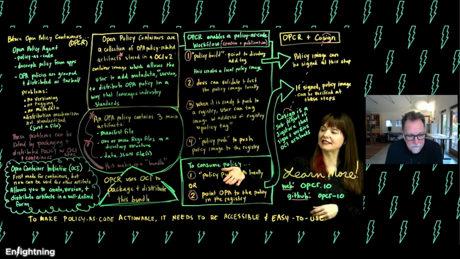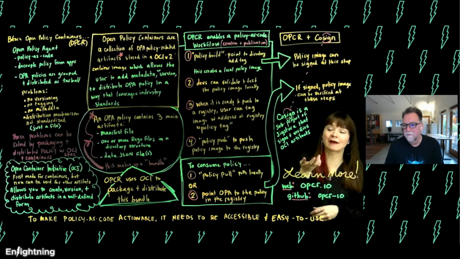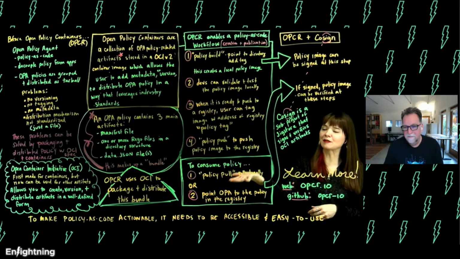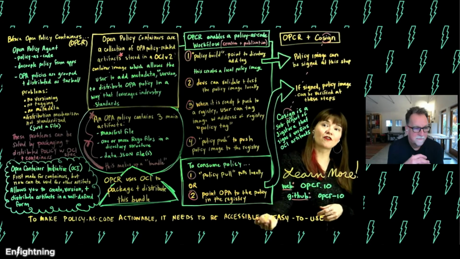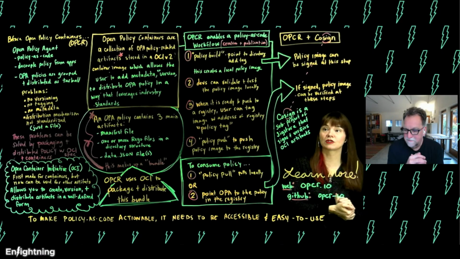The big benefit is policy as code itself is a huge benefit, but to really be able to leverage that benefit, to make it actionable, it needs to be accessible where folks can get to it easily, and then also easy to use. And then you can learn more at the website opcr.io. I think that's a wrap.